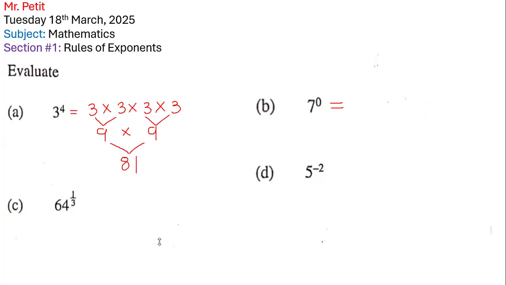Really? It's 1? How do you get that? That's the rule. Does that sound familiar? Yes, the answer is 1. That is the rule. Very good. Any number raised to the power of 0 is 1.